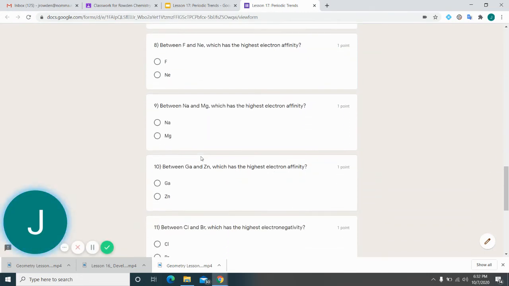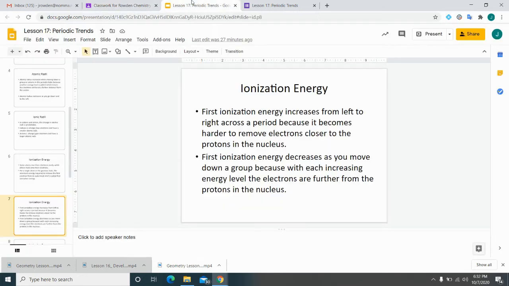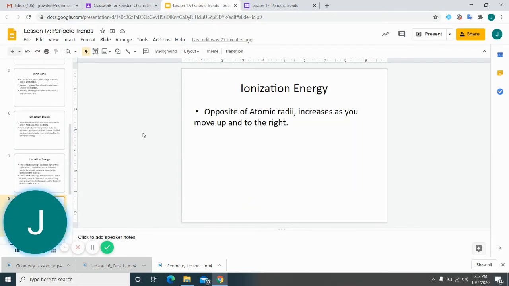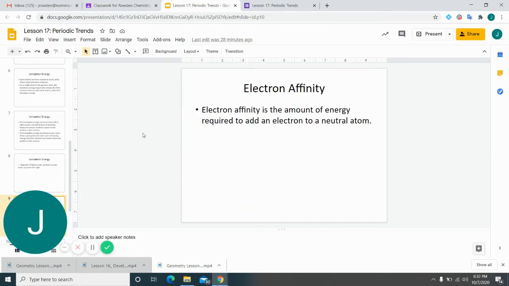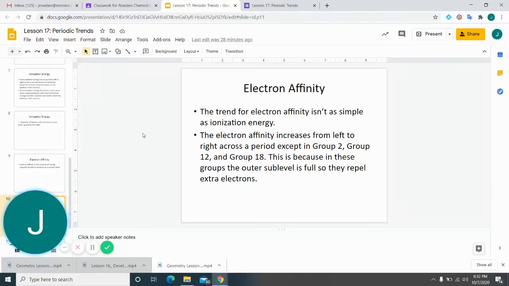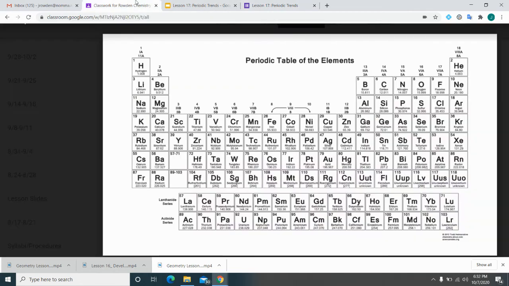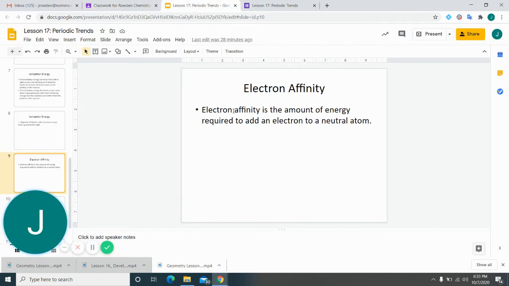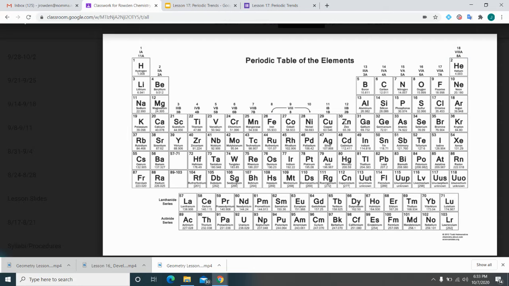Okay, now we're going to do electron affinity. Now electron affinity is a little bit weird. Electron affinity is how much energy it takes to add an electron to an atom. And what's going to happen is that it's going to increase as we go from left to right. So the energy that's required to add an electron is going to increase as you go to the right.